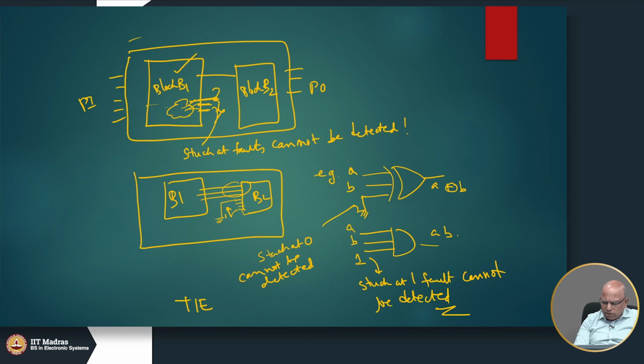Okay. So, if somebody has used these ties, in fact, there are what are called tie cells, which are used to tie a particular net to a 0 or a 1. If you have these tie 0 or tie 1, which are helping me in connecting a wire to a logic 0 or a logic 1, ground or VDD, then those faults cannot be detected. Okay.